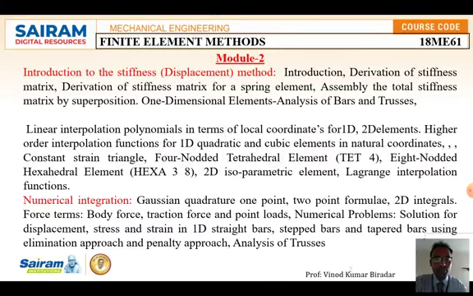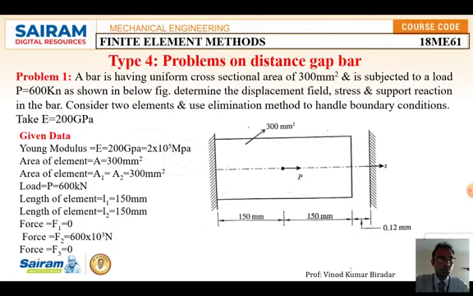So here is another type of problem you are going to solve in this video. That is the distance gap. This is a most important problem, so many times in examinations they may ask this type of problem. That is type 4 problems on distance gap. A distance gap is nothing but this: an element will be there, and they will fix it at some distance, like 0.12 or 0.15 mm. Like that.